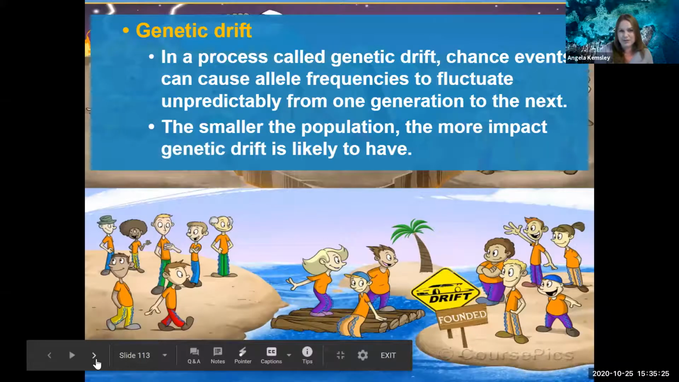We've talked about natural selection already, so let's talk about genetic drift and gene flow. In genetic drift, chance events can cause allele frequencies to fluctuate unpredictably from one generation to the next. The smaller the population, the more impact genetic drift is likely to have. If you think back to one of the requirements for Hardy-Weinberg equilibrium, it was that they have a very large population. That's because large populations are less susceptible to things like genetic drift. There's just so many of them that you can change a couple of individuals and it's not going to make that much of a difference. If you have a really small population though, and something happens to even 1 or 2 individuals, that's going to make a big difference.